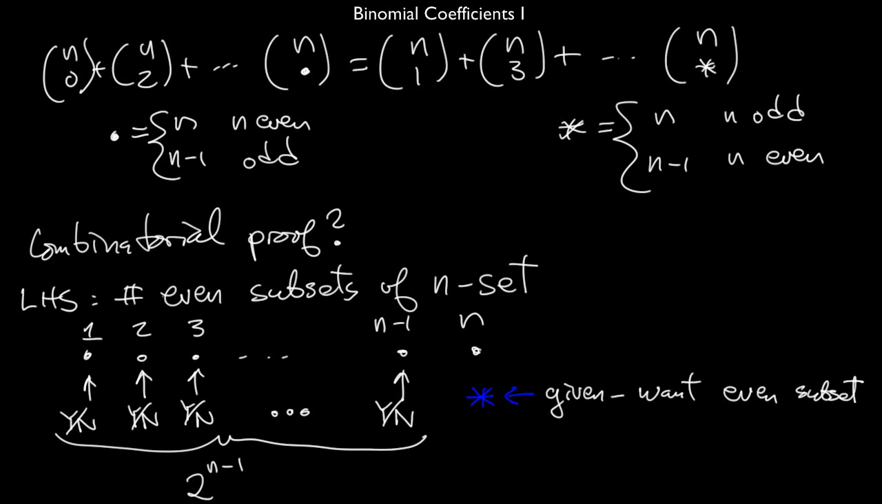And similarly, if you wanted to make an odd set, well, you just take the opposite choice. So both of these numbers are the same. You're just making the different choice at the last step. And both of these numbers are equal to 2 to the n minus 1.